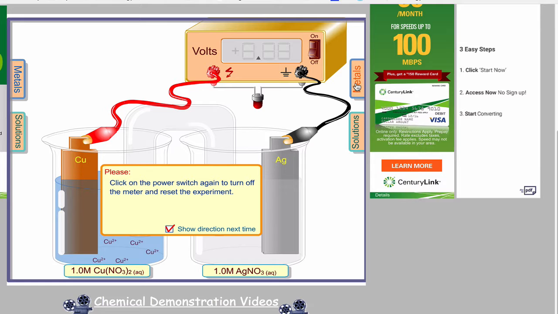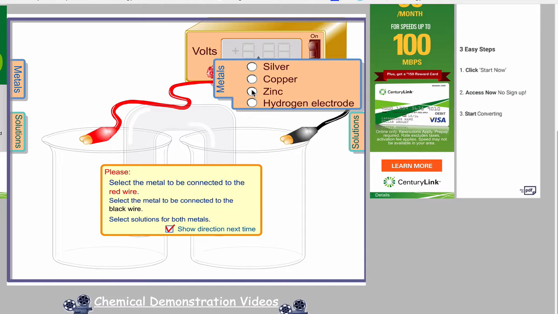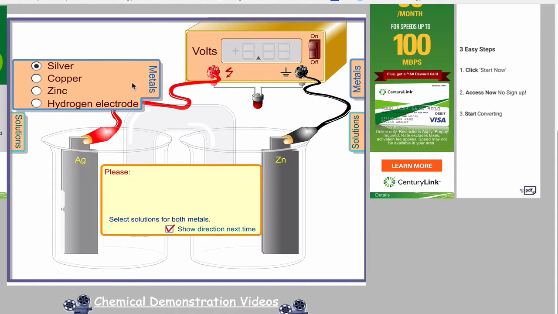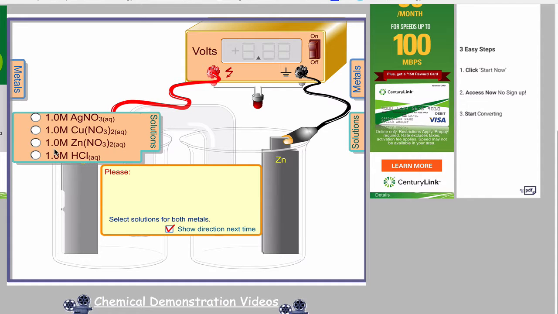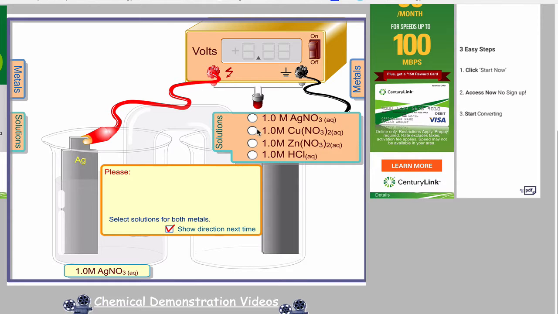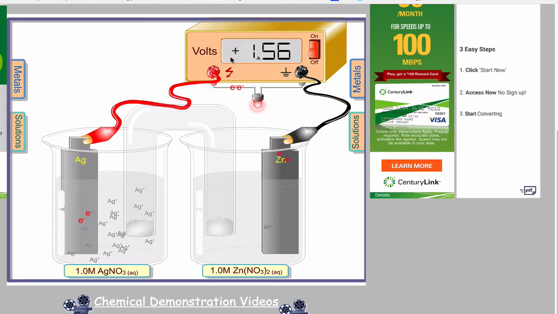Now if I flop out my metal, turn my switch off again, and change my metals, let's say I use zinc now with silver instead, and I get my silver nitrate solution and my zinc nitrate solution, and I turn this thing on. Okay, notice how our voltage now is 1.56. Before it was 0.45. Okay, so there's a mathematical way to calculate what this voltage is going to be, and we'll learn that here in a day or two.